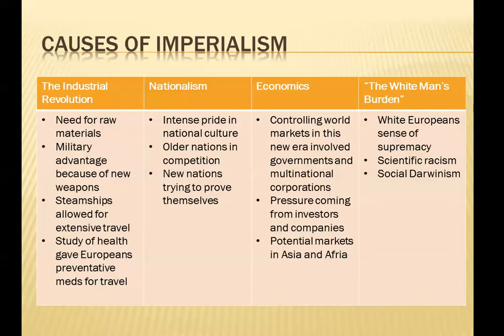So let's talk about some causes of imperialism. The mechanization of industry and resulting improvements in transportation brought new demands for raw materials, such as palm oil as a machine lubricant and rubber for tires. The industrial age also produced military weaponry, such as the machine gun and the repeating rifle, which gave Western nations a military advantage over developing nations.